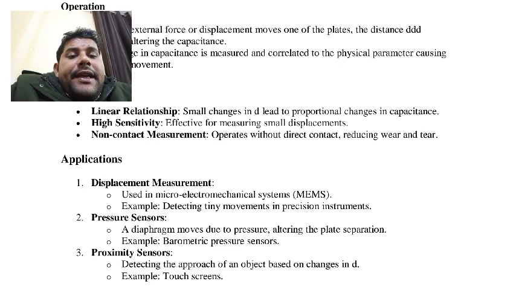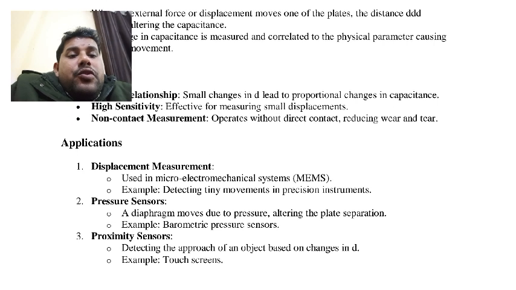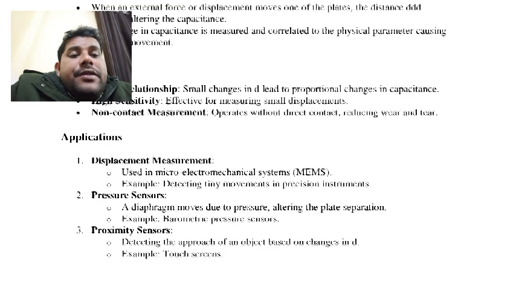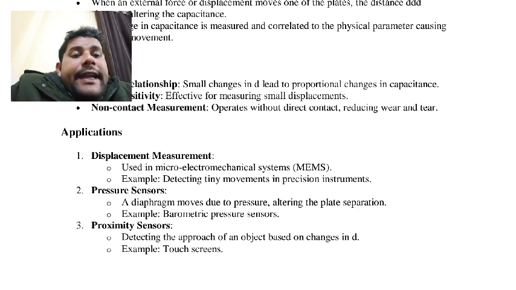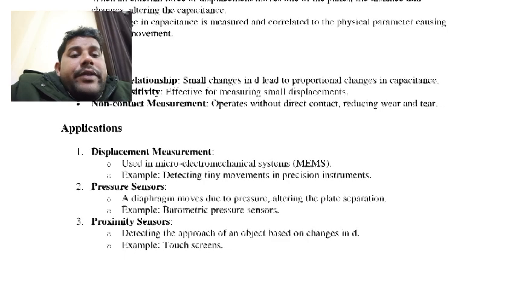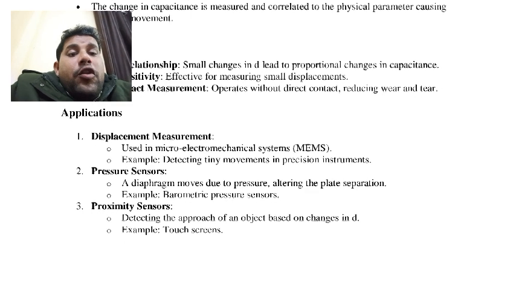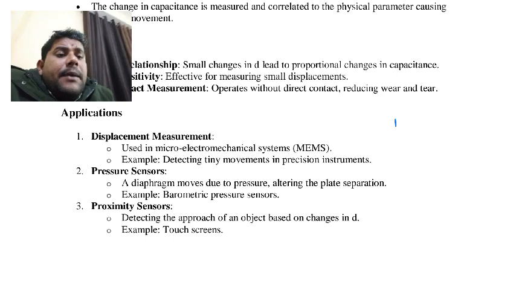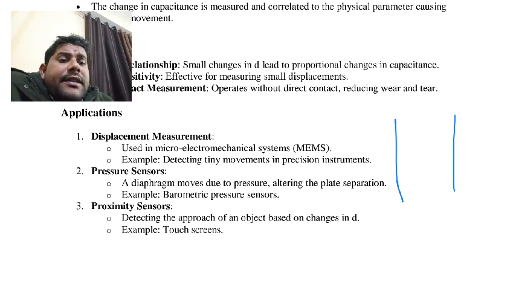Next are the applications. For displacement measurement, it is used in micromechanical systems, for example detecting tiny movements like in precision instrument measurement. Pressure sensor: the diaphragm moves due to pressure and the plates' separation alters. Suppose that this is the capacitive sensor; this is the application in a pressure sensor.